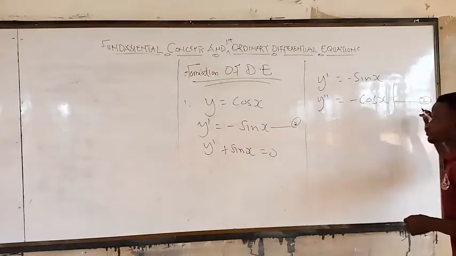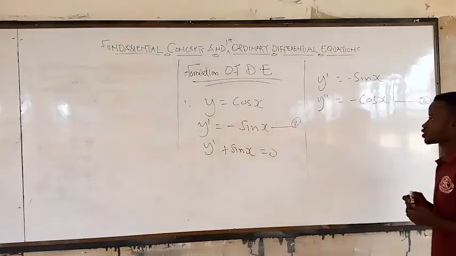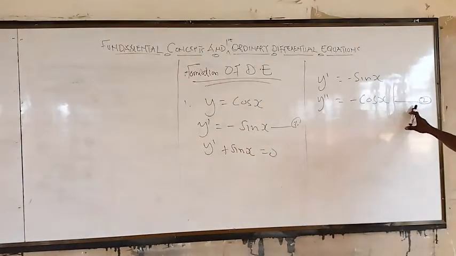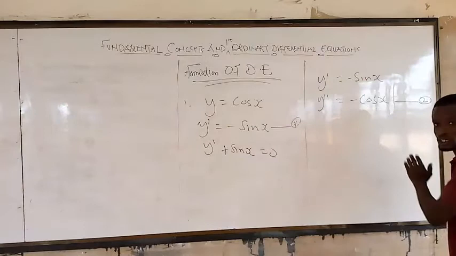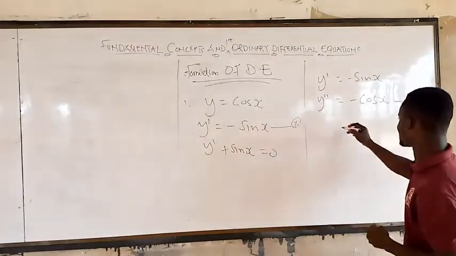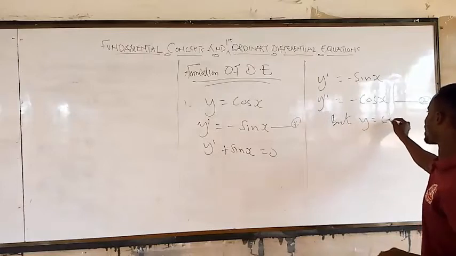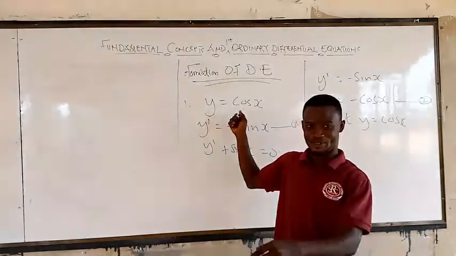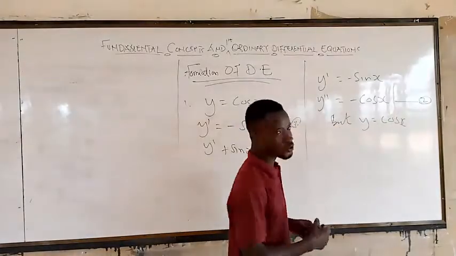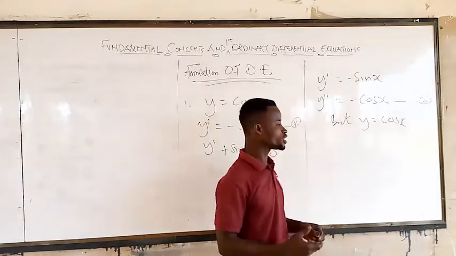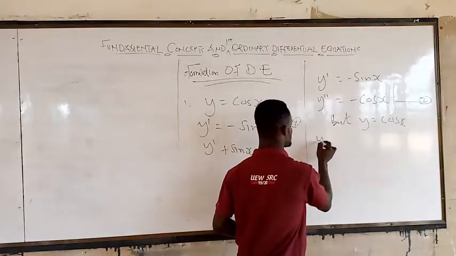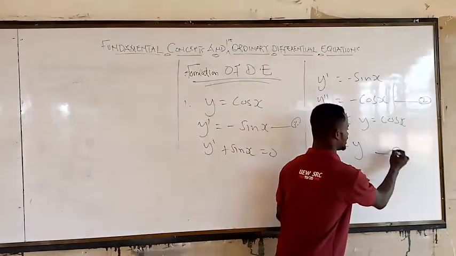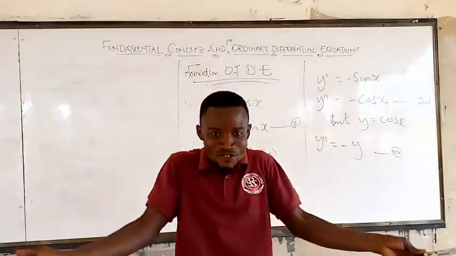But you see, this is a differential equation. This is also a differential equation. And this is a differential equation of order 1. This is a differential equation of what order? 2. But from the question we know that y is equal to cos x. By substitution, somebody too can leave the differential equation in second order in the form y double prime is equal to negative y. Equation 3. This is also a differential equation and it's correct.